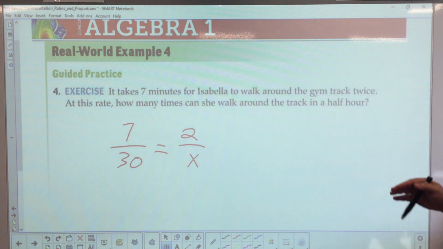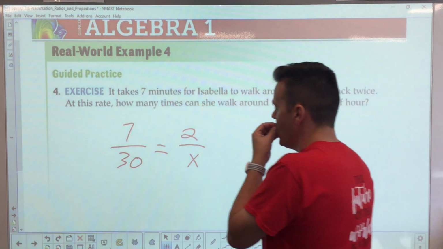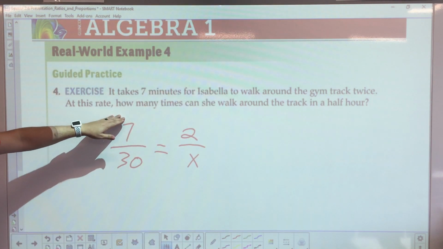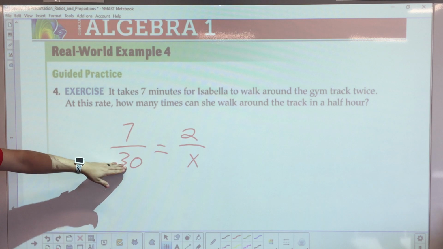This is how you would set this up. Make sure you guys have the correct thing. So, first thing we have is, when I'm looking at this, how many times can she walk around the track in a half hour? It's over 30.